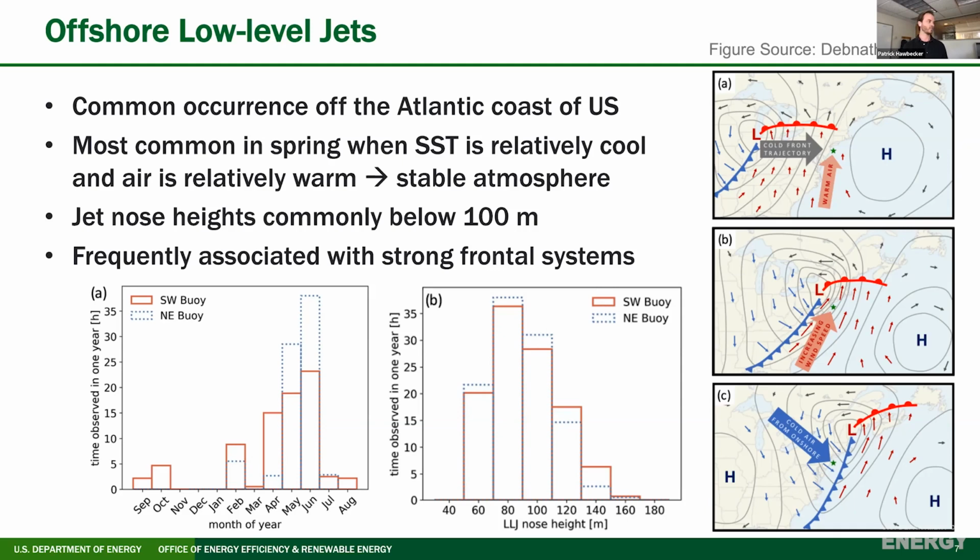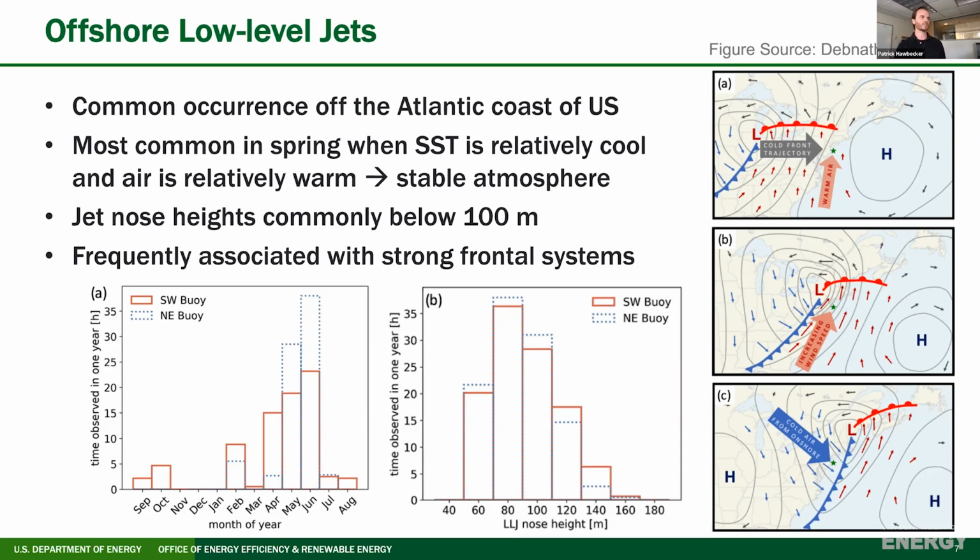And we can see that in March, April, May, June, we start getting a lot higher number of events. And for these low-level jets, the jet nose is quite low. So much different from on land, the most common low-level jet height was around 80 meters. And a lot of these low-level jets were associated with strong frontal systems.